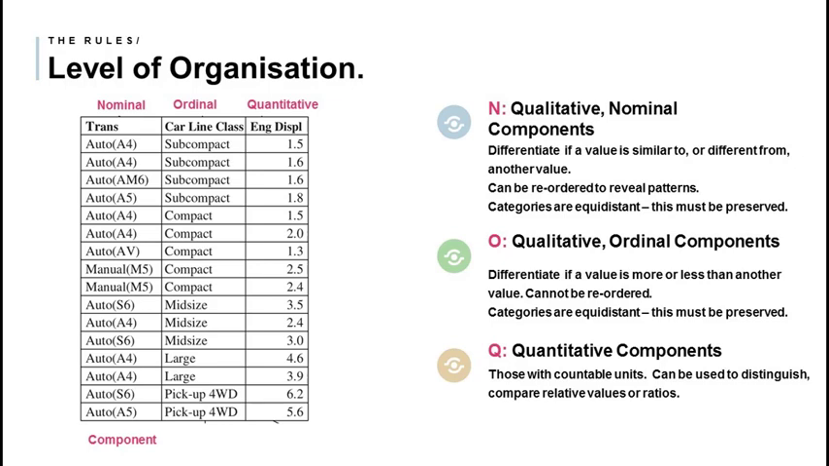On the other hand, if our data are ordinal, then the data is ordered, so we can't reorder the components at will. We have to maintain the order of the original data set. So here, no matter how we would visualize the car line class, we would have to keep that ordering from subcompact through to pickup 4-wheel drive. Now, we could reverse the ordering so you could start with the largest and end with the smallest, but we wouldn't play around with anything in between. Quantitative components present a lot of possibilities for organization. We can use them to reveal information, to distinguish, and to compare.